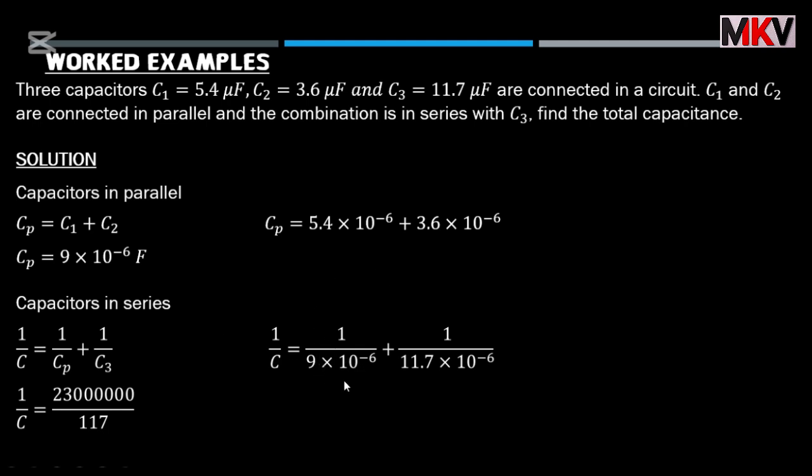So now we do our substitutions. Cp, as we calculated earlier, is 9 times 10 to the power minus 6. Then C3 is 11.7 times 10 to the power minus 6. So after computing, we have C equal to 5.09 times 10 to the power minus 6 farad. So this is the total capacitance in the circuit.